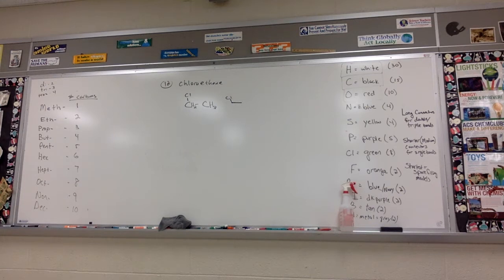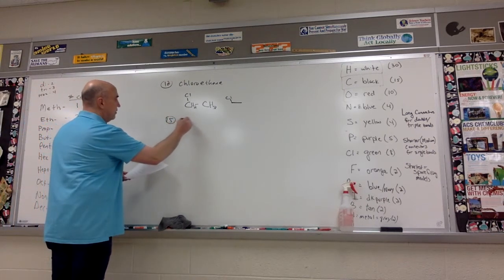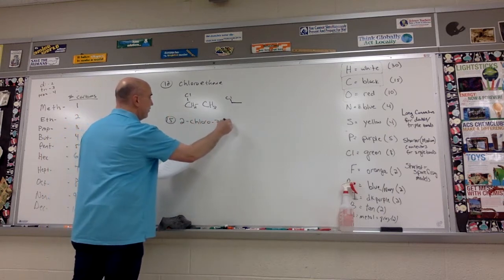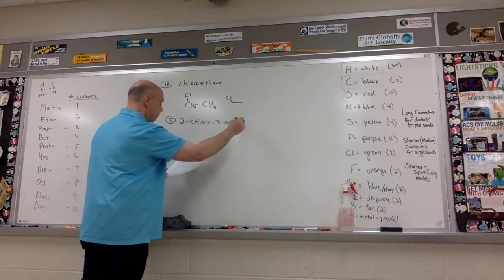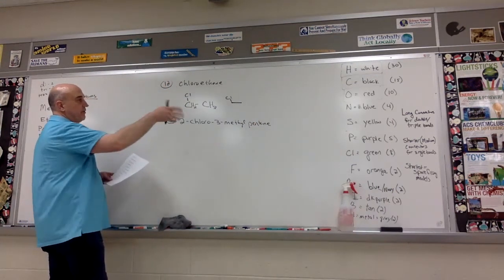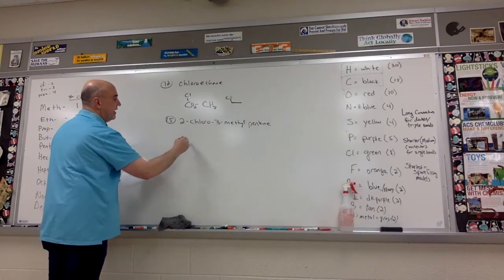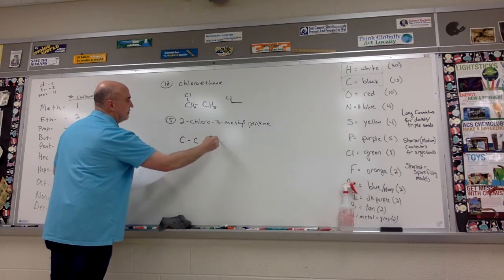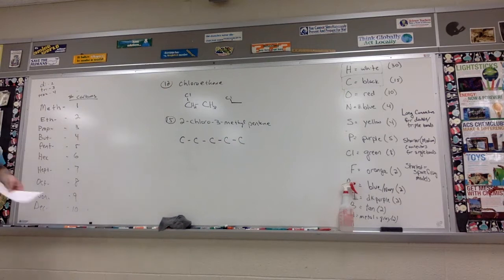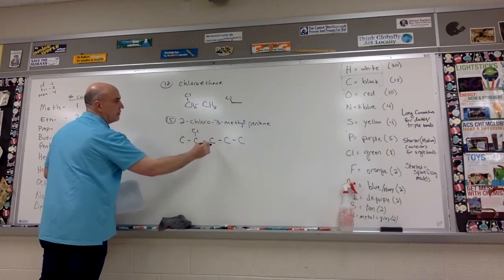And then number 15. 2-chloro-3-methylpentane. So again, I'll do it both ways with the stick model. So the pentane means I have 5 carbons. Just going to draw that first. Then I have a chlorine coming off the 2nd carbon and a methyl coming off the 3rd carbon.